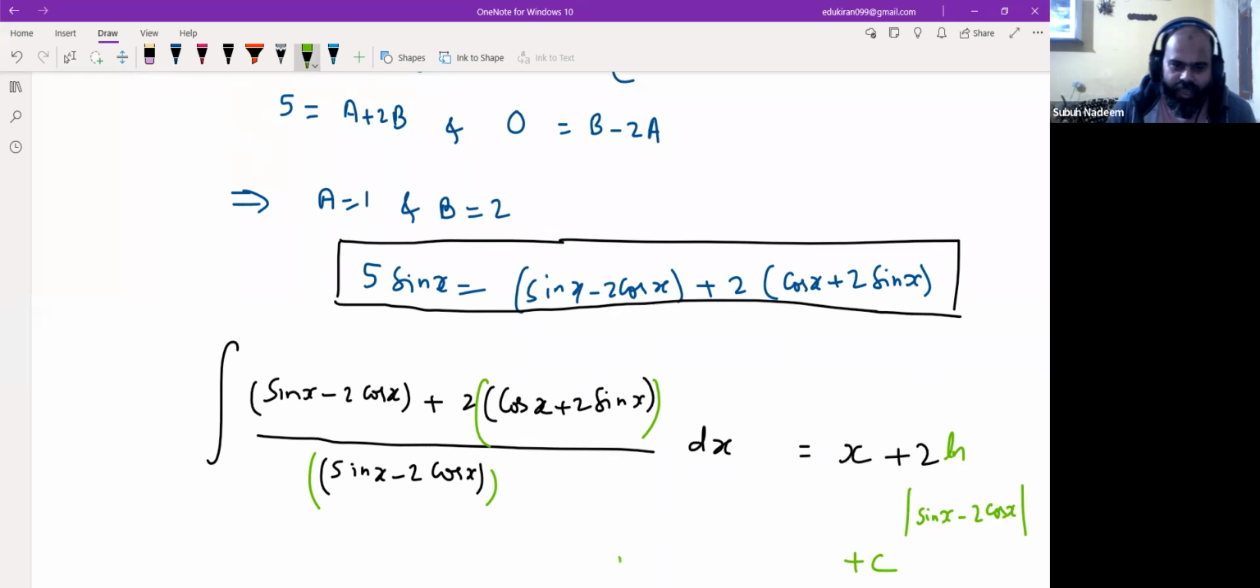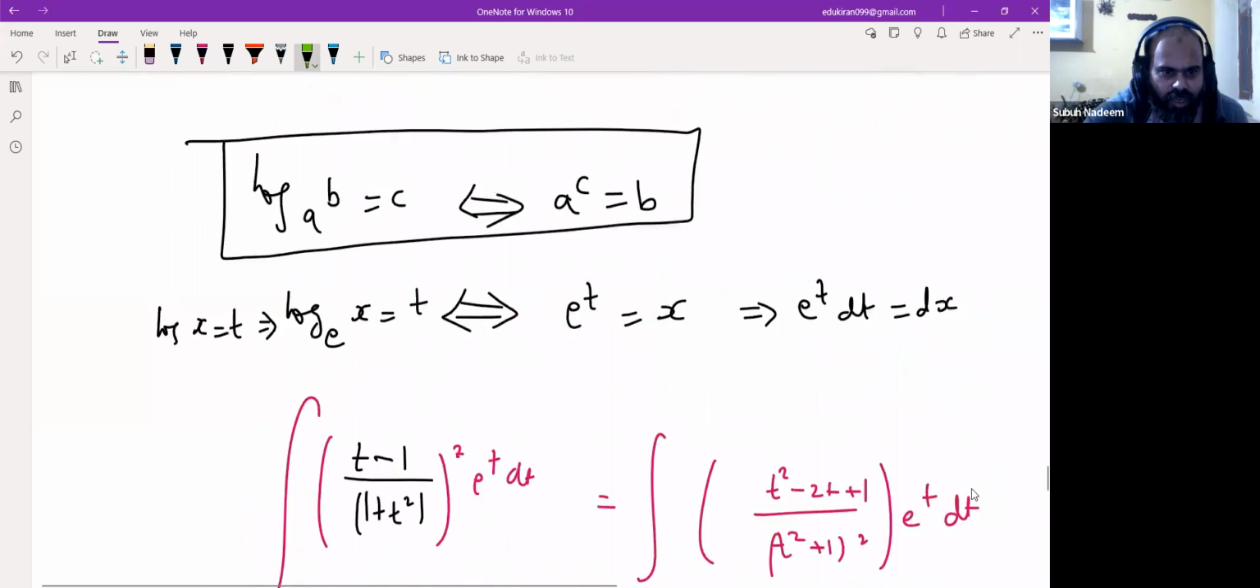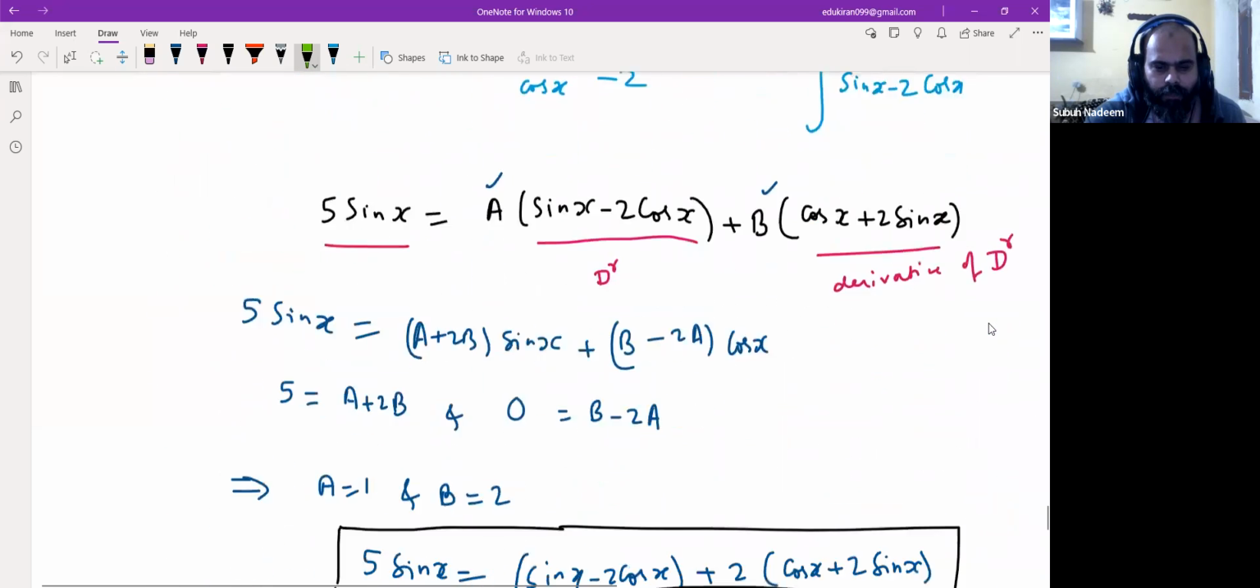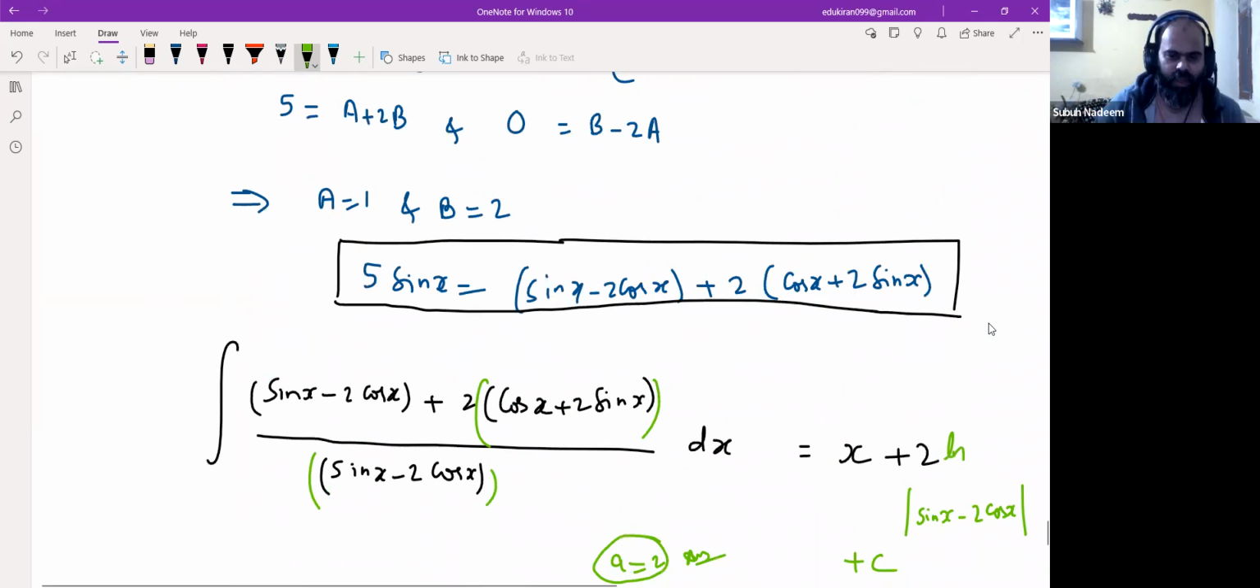So a is equal to 2. They gave that, find a. The rest they gave already, that you can use as a hint in this question. They gave that it will come out to be x plus a log of (sin x minus 2 cos x) by k. So what is a? A is equal to 2. So you can write it here. Have you understood this?